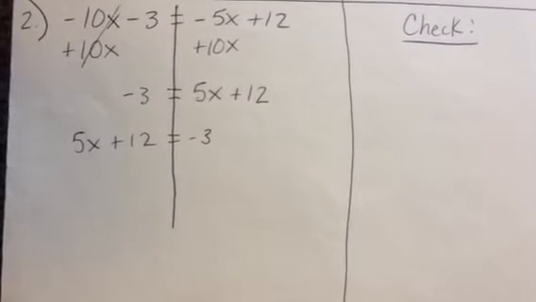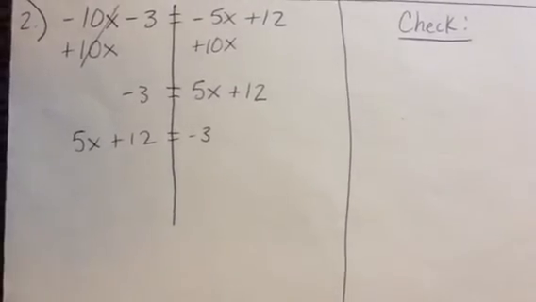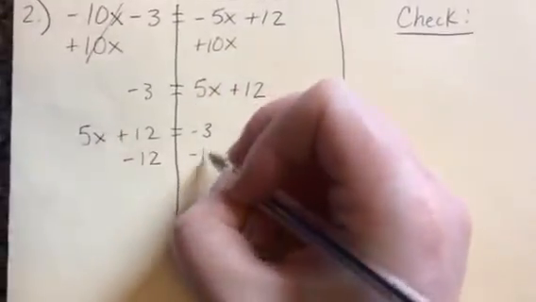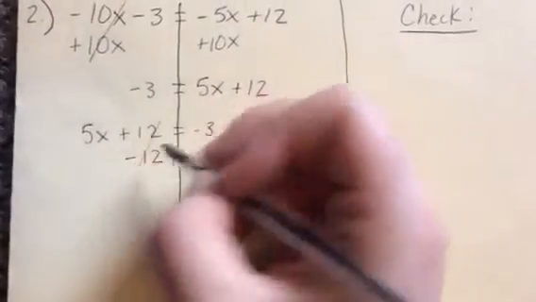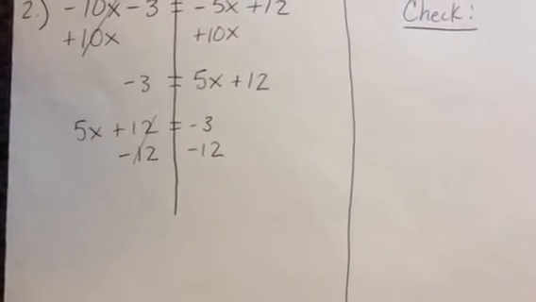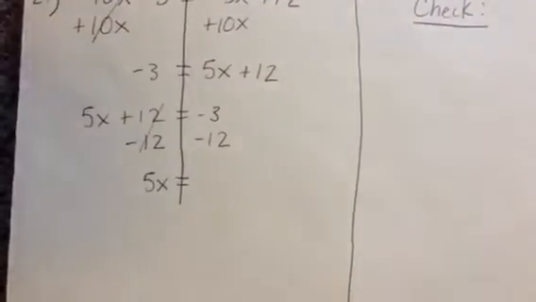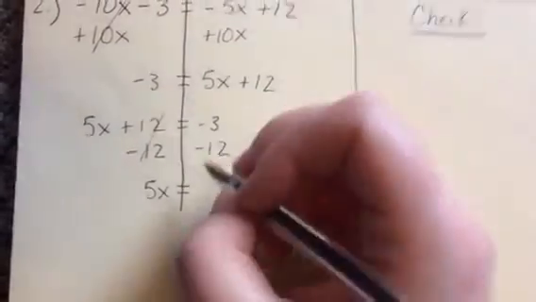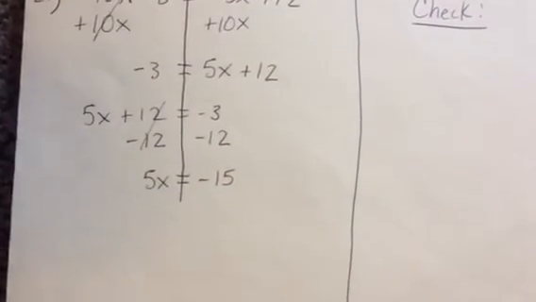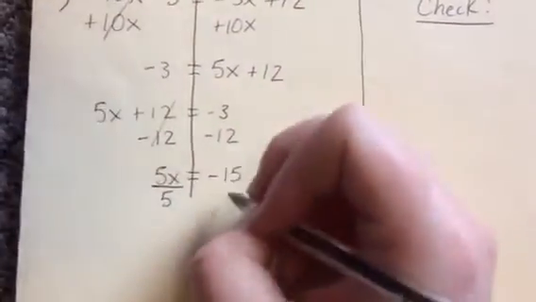Like I said, two-step equation, we need to isolate that 5x, but I have a plus 12 hanging out there on that left side. So I'm going to subtract 12 from both sides, and then I'll be able to isolate my 5x. 12 minus 12, as you know, is 0, and 5x plus 0 is just 5x. Negative 3 minus 12 is negative 15. Watch out for those negatives. And then now all I have to do is divide by my 5, and I will have x all by itself.